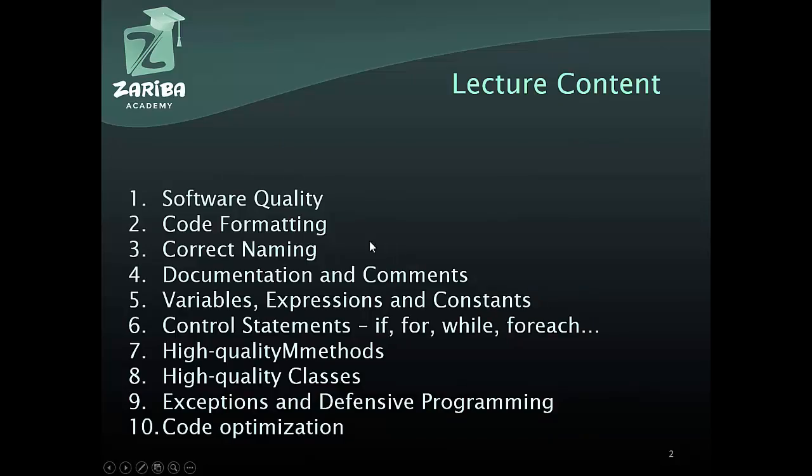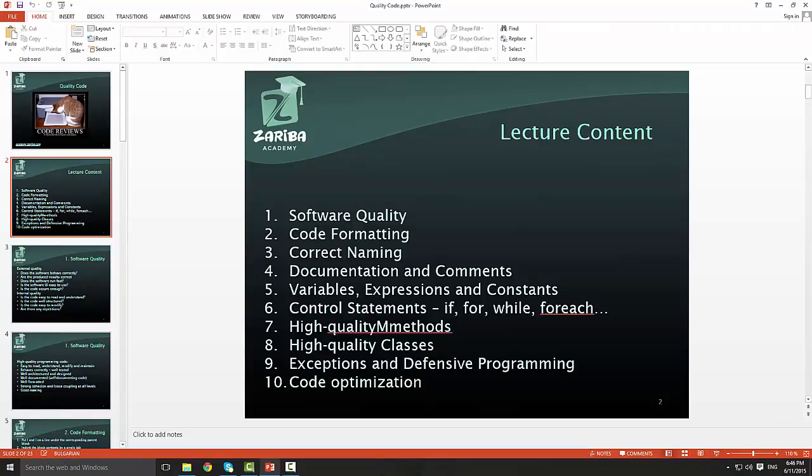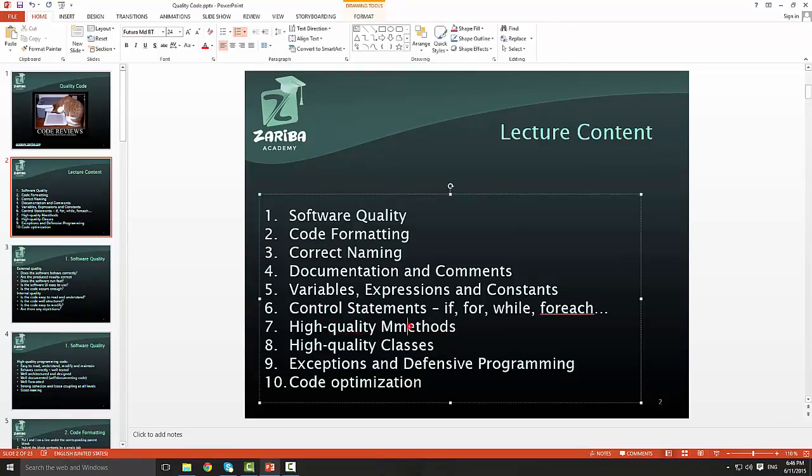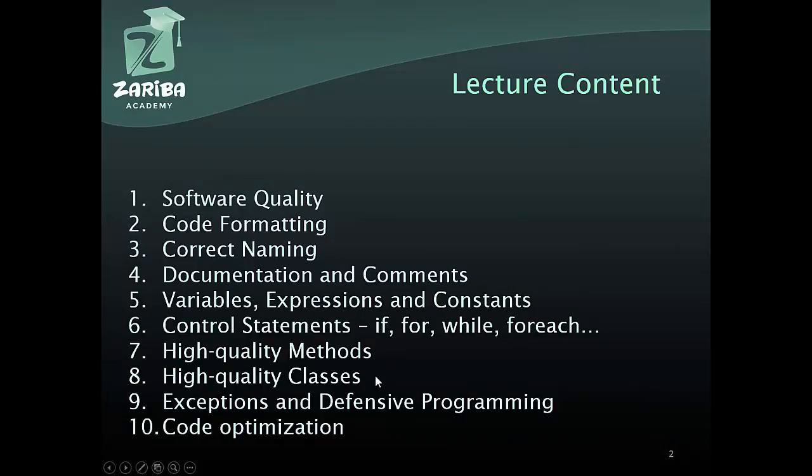All right, so we'll be looking at software quality, code formatting, correct naming, documentation and comments, variables, expressions, and constants, control statements, so if, for, while, for each, and so on, high quality methods, high quality classes, exceptions and defensive programming, and code optimization last. So a lot of things to cover.